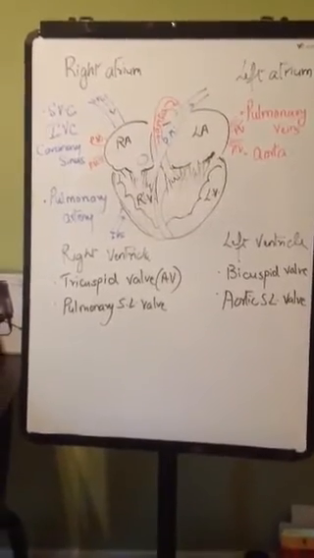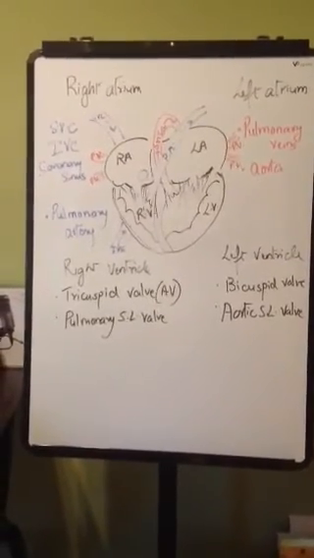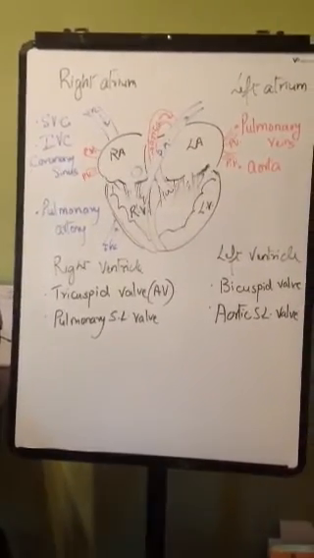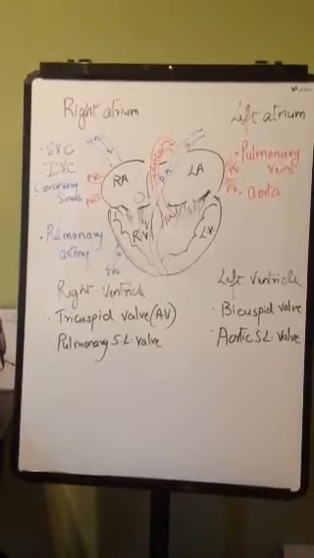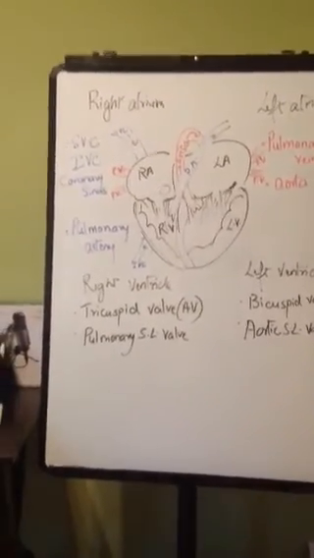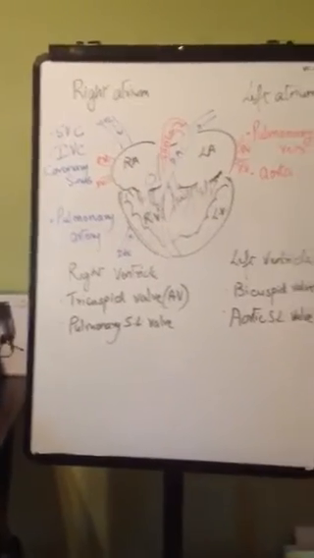And you can see from the right ventricle, PA, that is the pulmonary artery, taking the deoxygenated blood, and then you have the aorta going from the left ventricle. And then I also wrote down the valves.